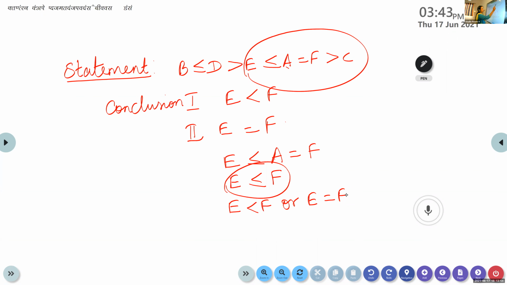E is less than or equal to A equal to F greater than C. If you look at here, A equals F. So instead of A, we are writing F. So we get E less than or equal to F. What is the meaning of less than or equal to? E is less than F or E is equal to F. In conclusion 1, it is given E is less than F. In conclusion 2, E equals F. So both the conclusions are satisfied, isn't it? So both 1 and 2 are true.